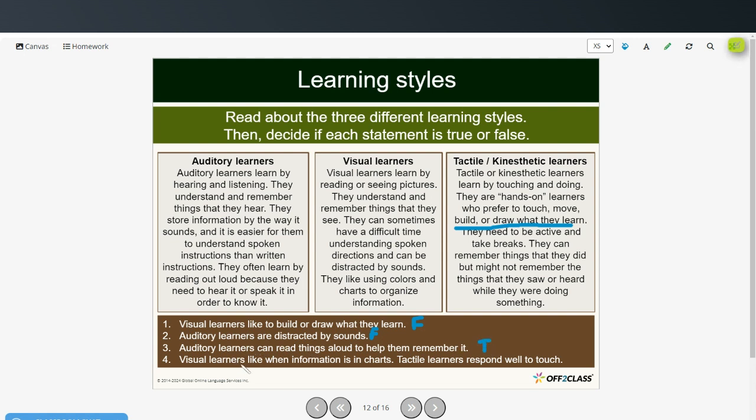And visual learners like when information is in charts. Tactile learners respond well to touch. Those are both true.